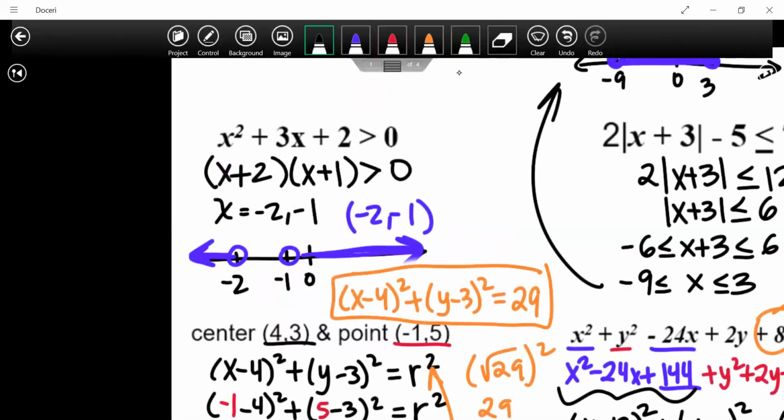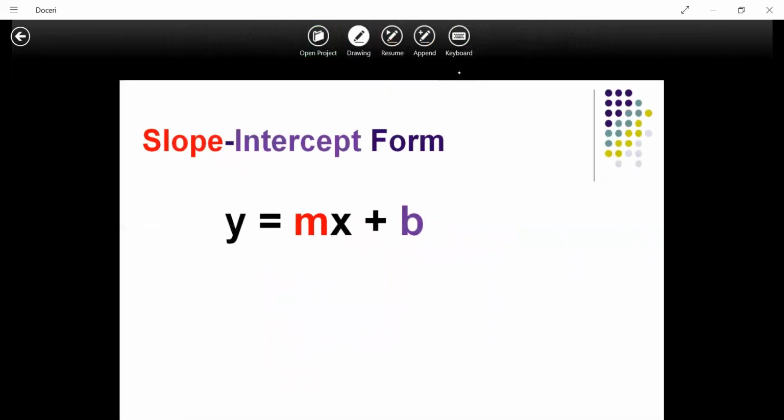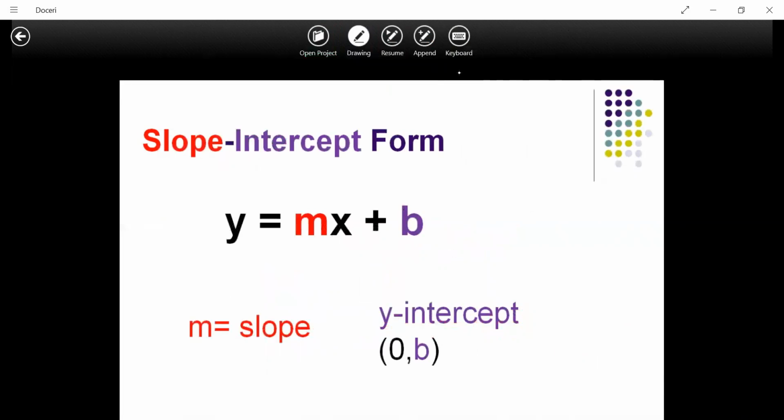Okay. Here we go. Now the next thing we want to be able to do is write the slope-intercept form. We have two different ways to write this. We have our y-intercept (0, b), which is going to be on our y-axis. And then we have the slope, which is m is equal to our slope. I'm going to show you two ways of doing these problems.